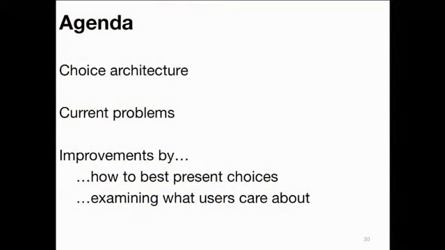So the talk for today is about this notion of choice architecture and how these design decisions can have profound impacts on security and privacy. And we're going to look a little bit at the problems with the current approaches, as well as some improvements we've come up with based on how to best use permission mechanisms in certain contexts for different types of permissions, as well as looking at what sort of permissions and risks users actually care about.